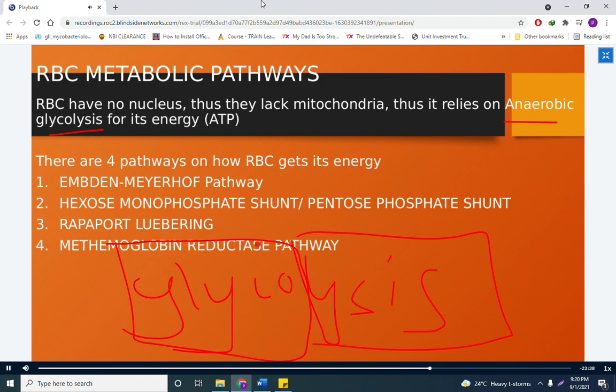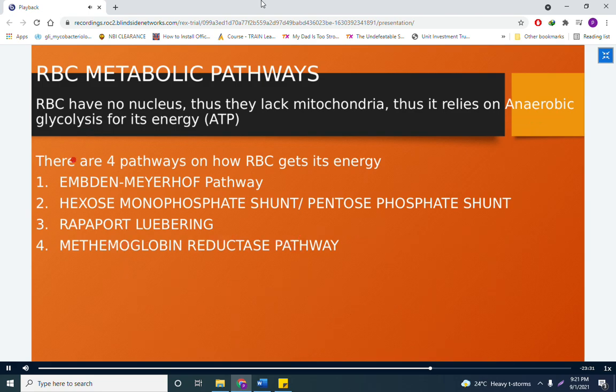Okay, it's a breakdown of glucose to become energy, or conversion of glucose. So there are 4 pathways, class, that are used in the RBC for that. We have your Embden-Meyerhof, your Hexose Monophosphate Shunt, your Rapaport-Luebering, and your Methemoglobin Reductase. So let's discuss them one by one.